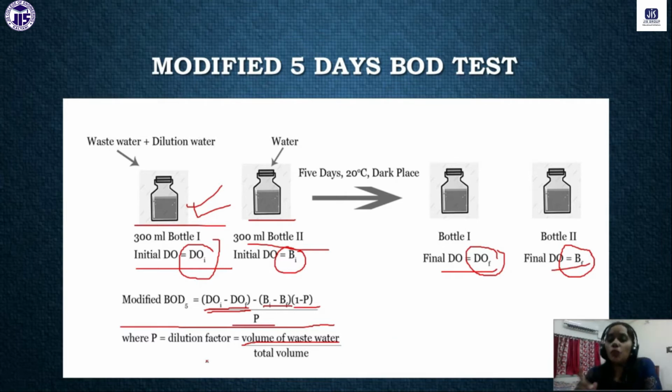Understand? So one more thing, for BOD problems, there are two equations we have. From one we have got BOD 5 equals DOI minus DOF divided by P. This equation we have got from the previous BOD test.